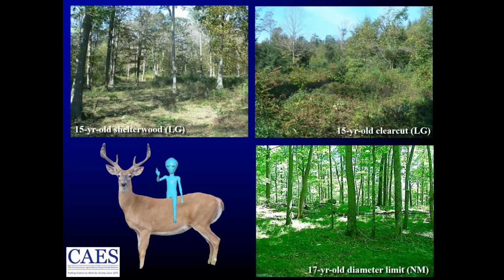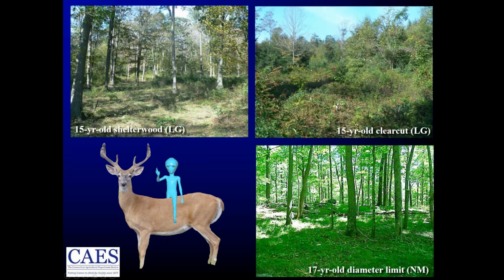And the big problem we have here further south, and as things warm up, deer densities are probably going to increase further north, are deer densities, especially when they're combined with invasive species. Look at the stand on the top left. That's a 15-year-old shelterwood. The only thing you see growing underneath there is Japanese stiltgrass and a couple of invasive shrub species.